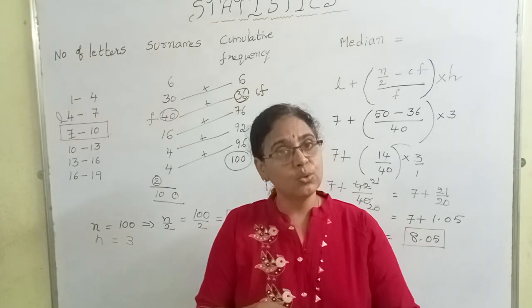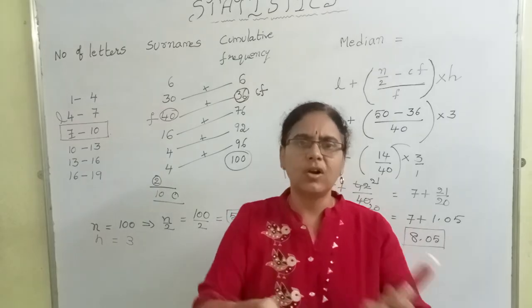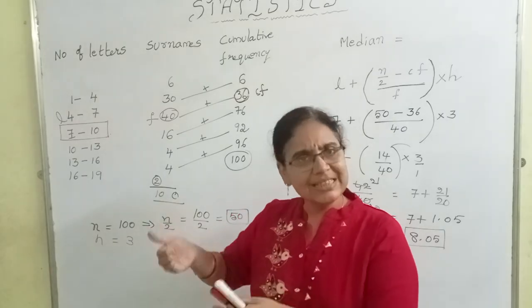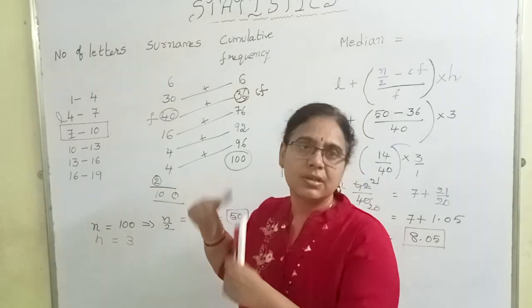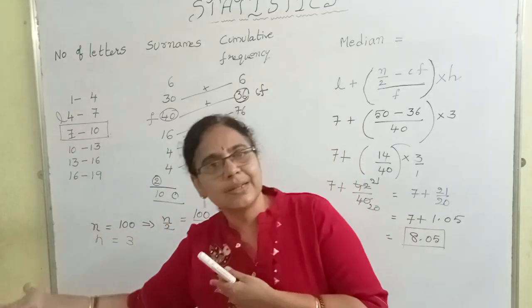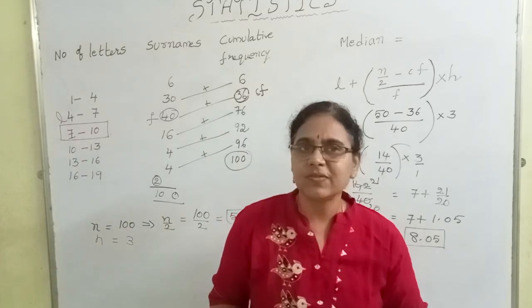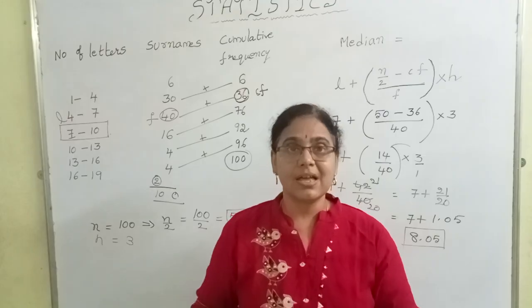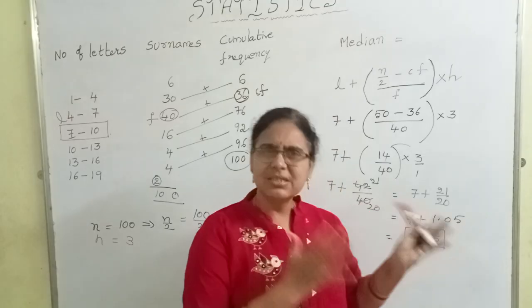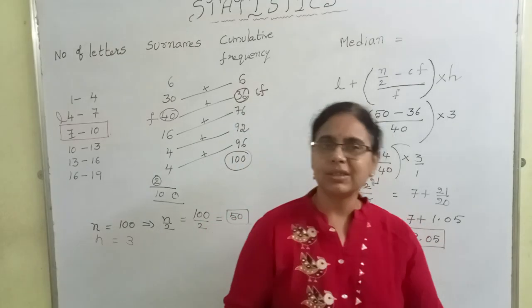Come to the mode, no need to extend the tabular form. In the information he gave, the highest number take as F1. The preceding number is F0, the succeeding number F2, the side number is L. H means the difference between class intervals. How easy is the mode class, how easy this mode. Easily you can substitute in the formula and you will get it.